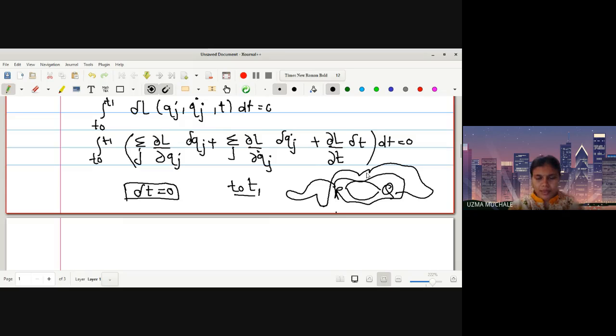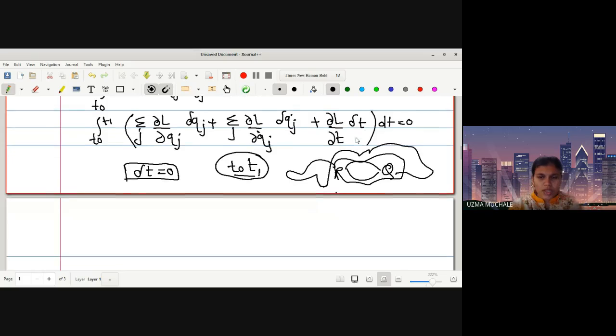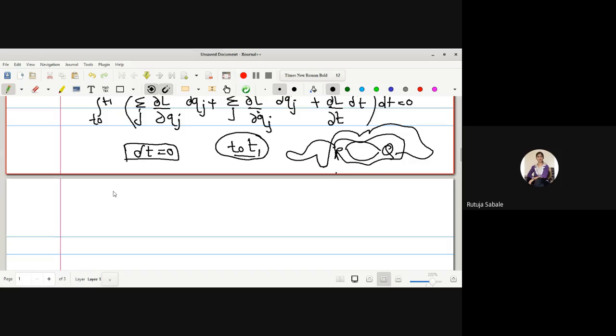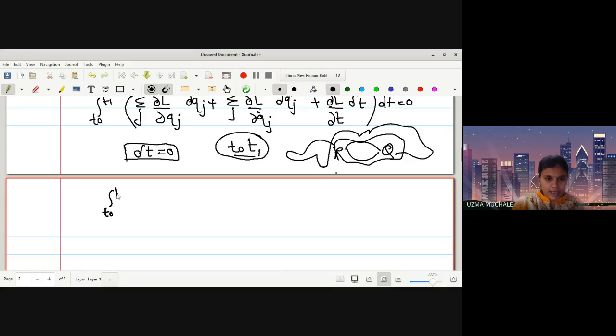Now suppose someone has chosen a path that he or she will go to Mumbai and then come back. So we will not give extra time to the one who chose that path. The time interval is fixed. What is that time interval? T0 to T1. You may go by any path, right? So that's why we can say δT equal to 0. There is no variation in the time. Okay. Have you understood this step? Yes, ma'am. So δT equal to 0.